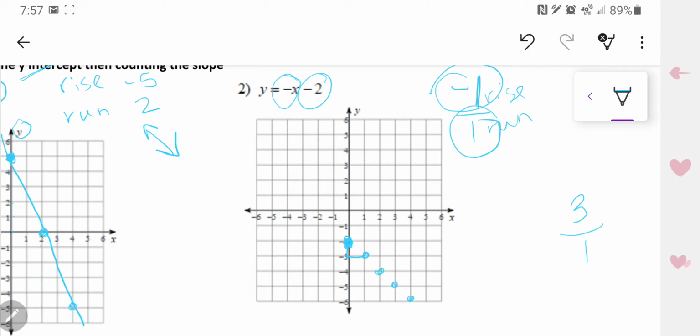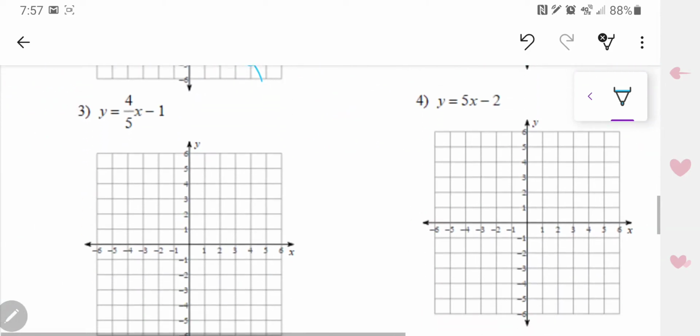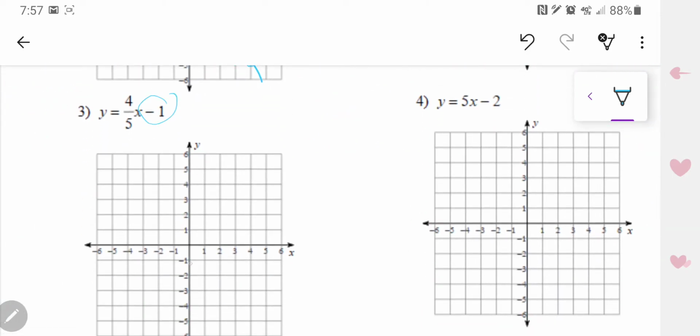We can also go backwards, up 1 and the other way. So up to the left, up to the left, and again, over and over. And there's your line.